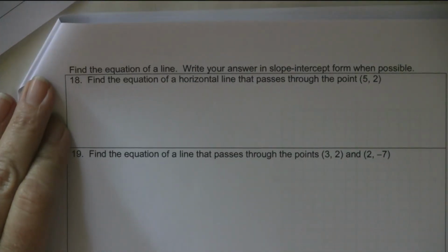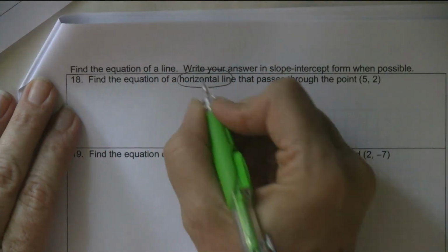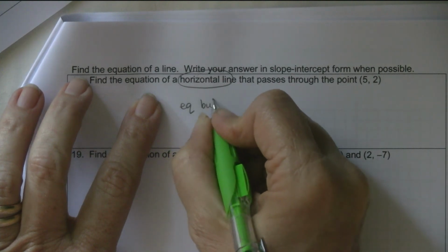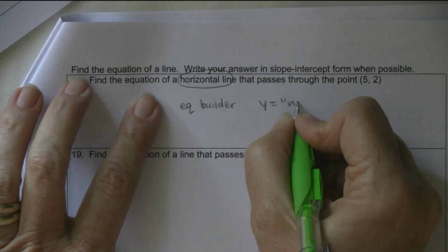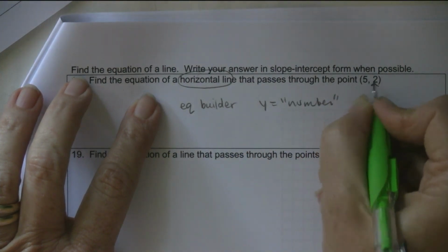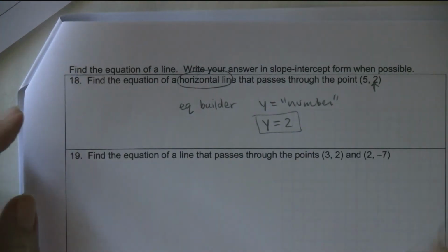Problem 18, find the equation of a horizontal line that passes through this point. So they're saying it's horizontal, and I know that the equation builder for a horizontal line is y equals a number, and our number for y is 2. Y is 2. So there's the equation of the line.